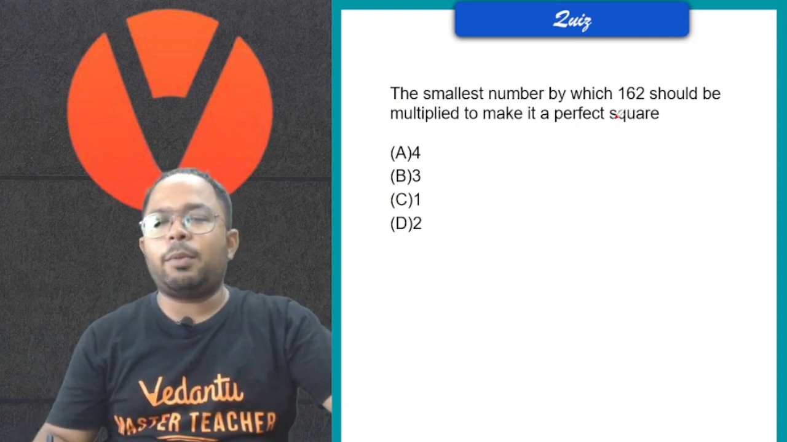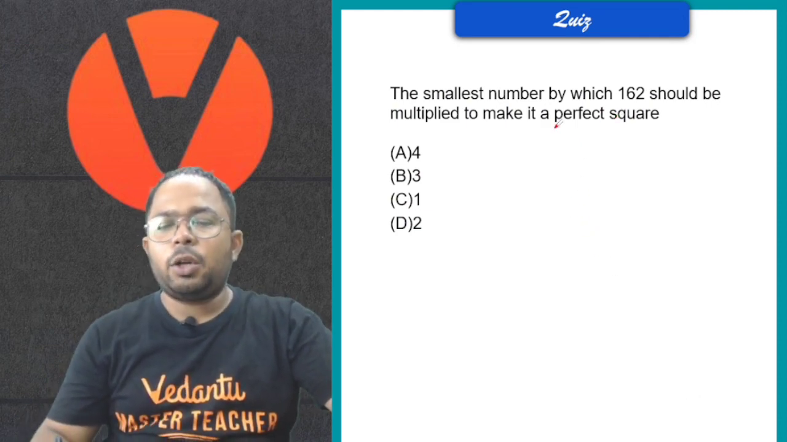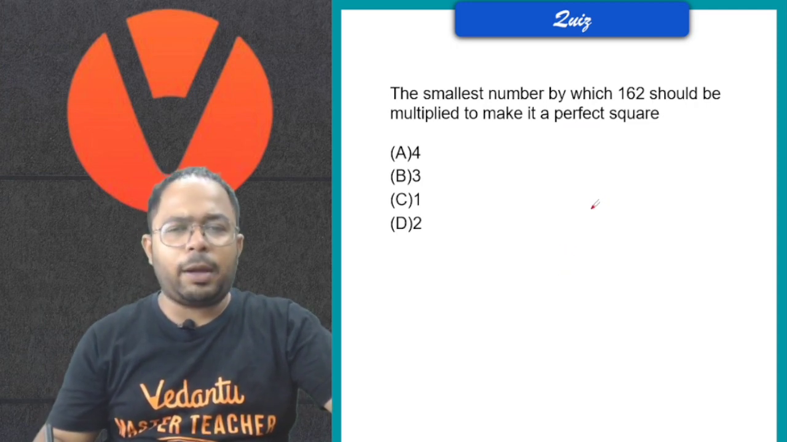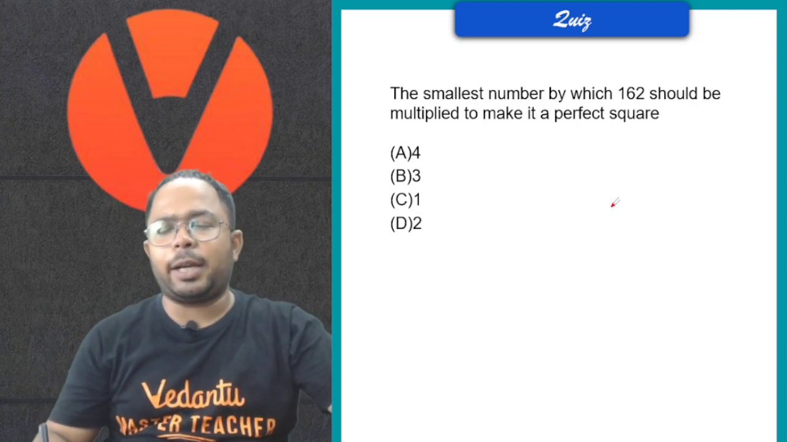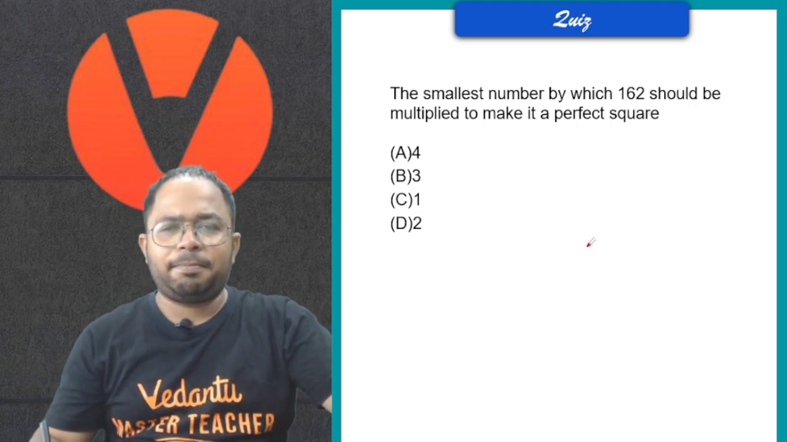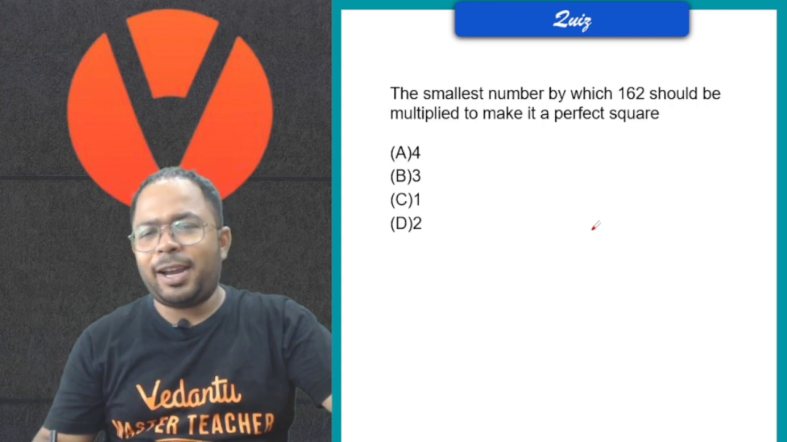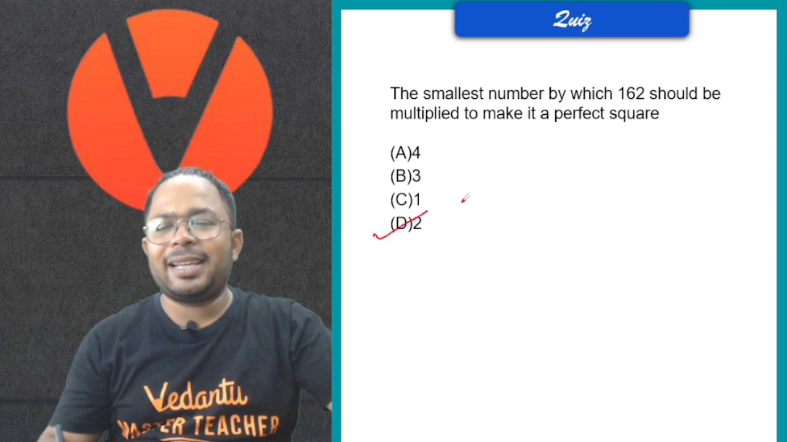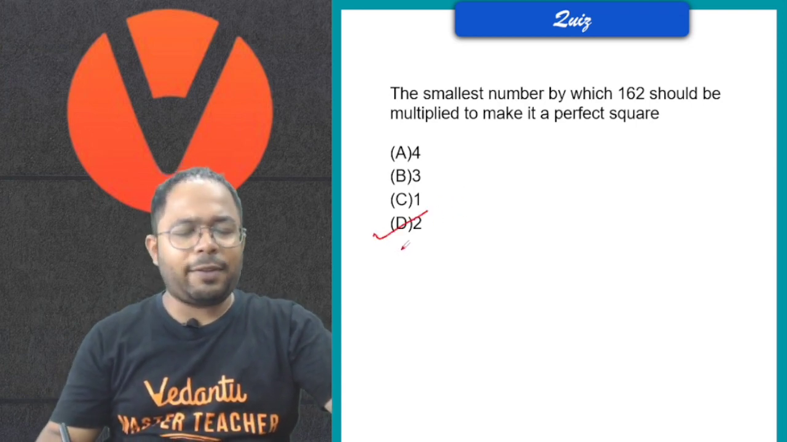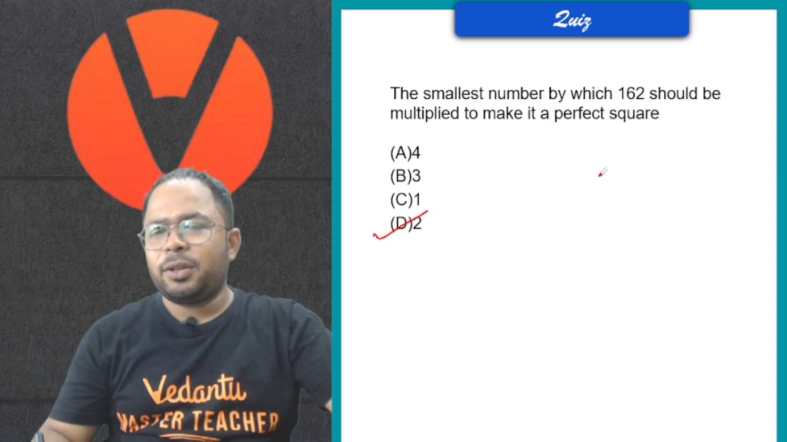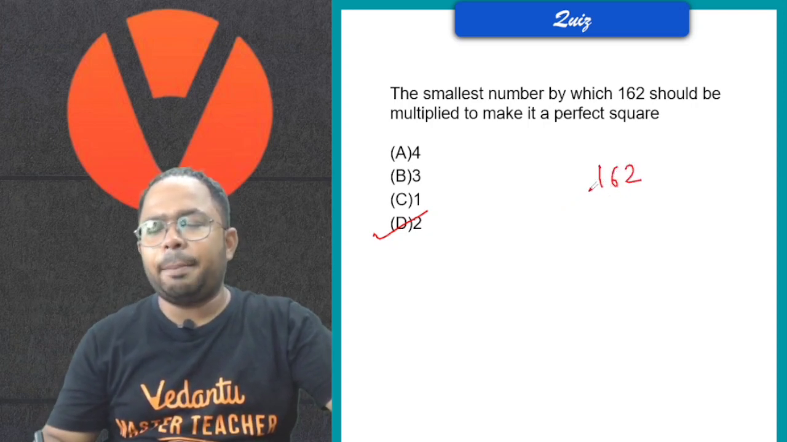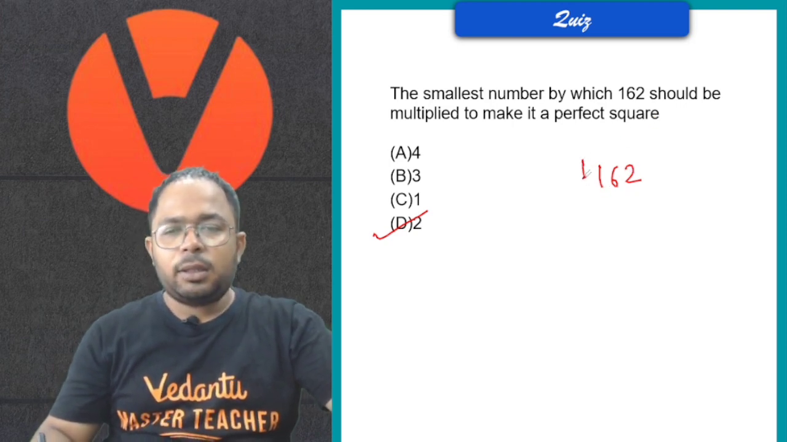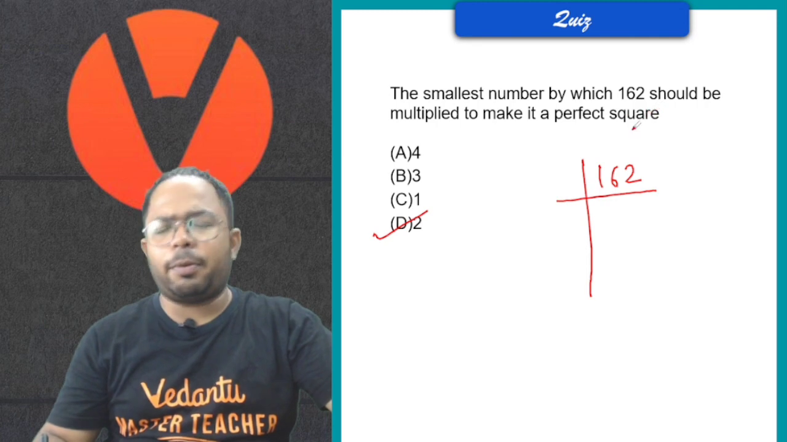Find the smallest number by which 162 should be multiplied to make it a perfect square. What is the smallest number by which 162 should be multiplied to make it a perfect square? Alright, so let's see the right answer. The right answer is D, that is 2. So if you have got 2, very well done. So how will we do it? How can we get the smallest number which, when multiplied, makes it a perfect square? Right now it's not a perfect square.